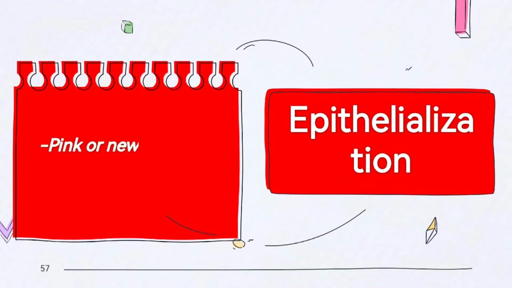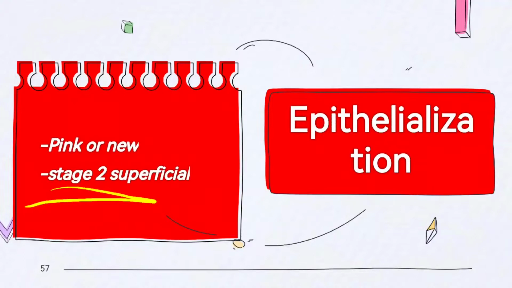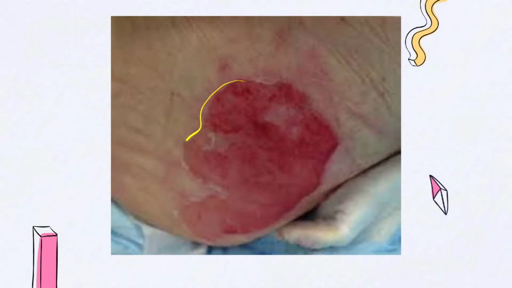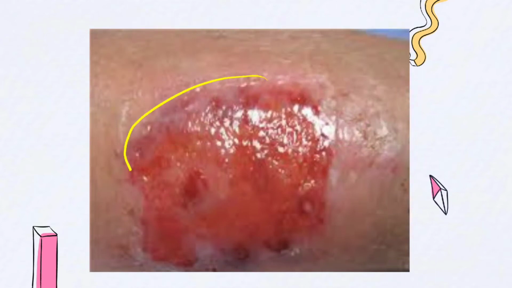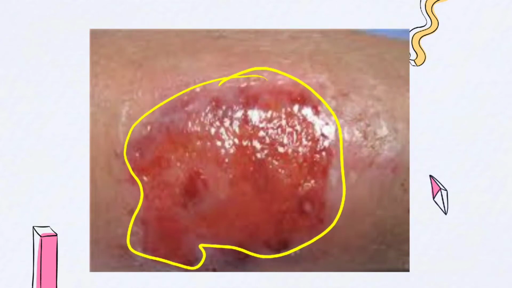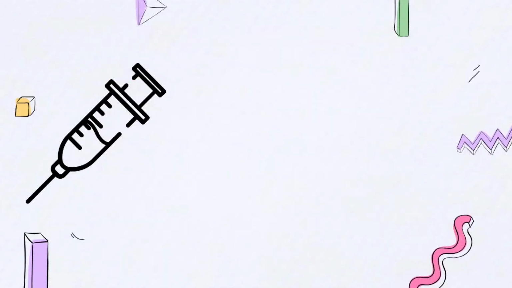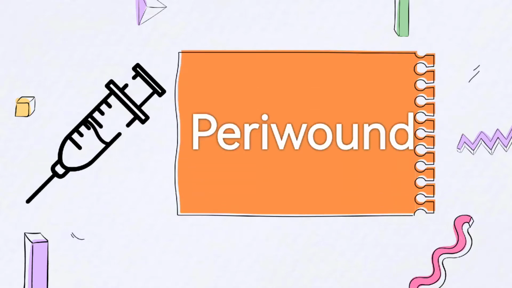Okay, epithelialization, it's pink or new. This is common and very superficial, like the stage 2 wound. You can actually only find it in the stage 2 wound. They are very superficial. Your wound edges are colored pink. So like this, like this also. So these are your examples of your epithelialization wound edge.